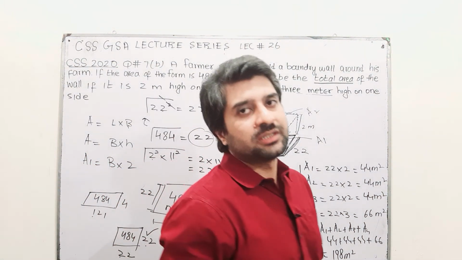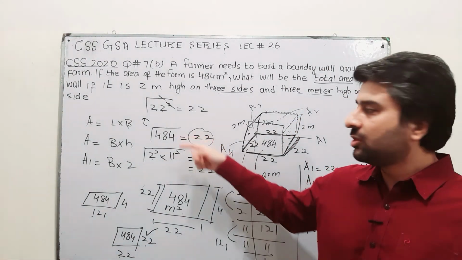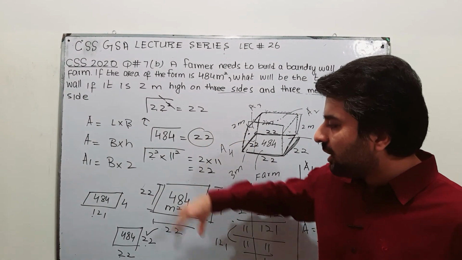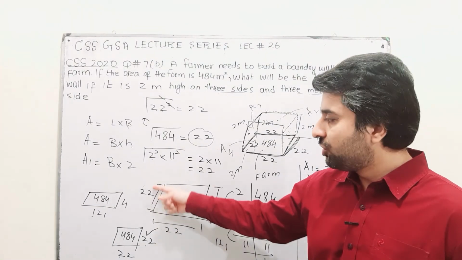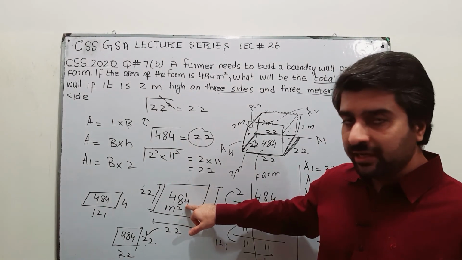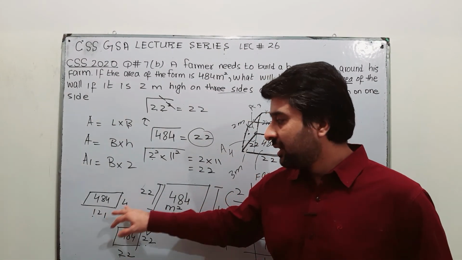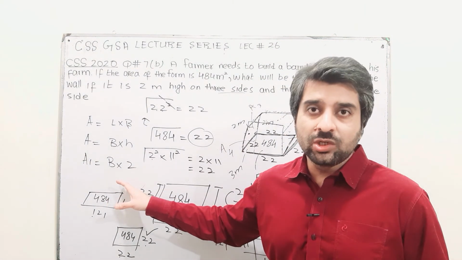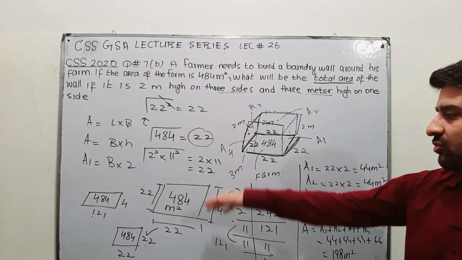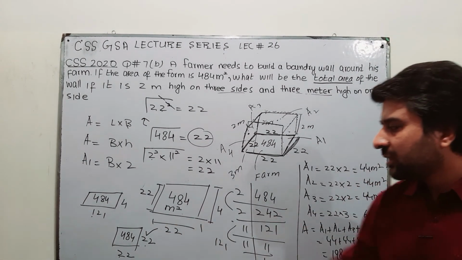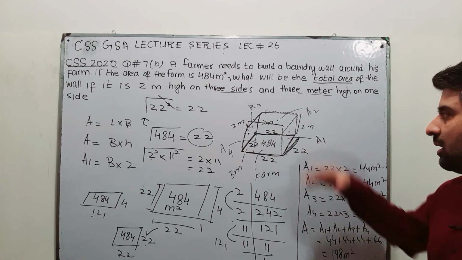If you consider that your farm is square, by taking the square root of 484 you will get one of the dimensions of this farm. The other dimension can be 22 as well, 22 into 22 is 484, the area. And the second possibility is that one side is 121 and the other side is 4, so the farm is rectangular. I have solved this question by considering that the farm is square. So you have to write in your paper that you consider the farm is square, and then you can calculate the area of the walls by applying the formula for a rectangle.